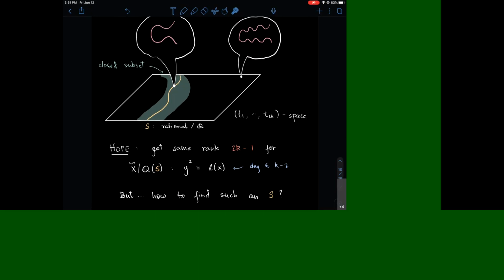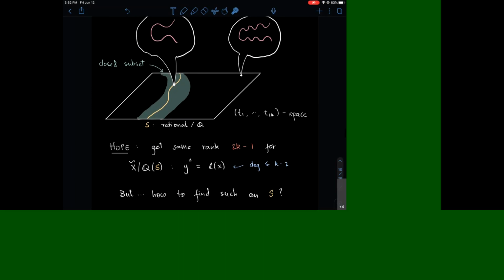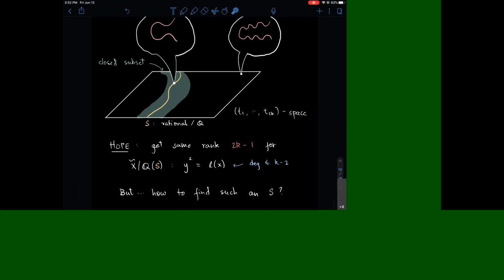And right, so what do we hope? We hope that the rank doesn't drop. In other words, we still get a subgroup of rank 2k minus 1 on the Jacobian. But if the degree drops enough, we can hope that the genus drops, in which case the rank in terms of the genus has become better. So we've produced an improvement. But of course, the difficulty is how do you find such a rational variety?